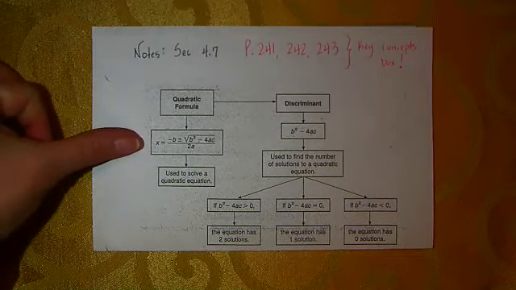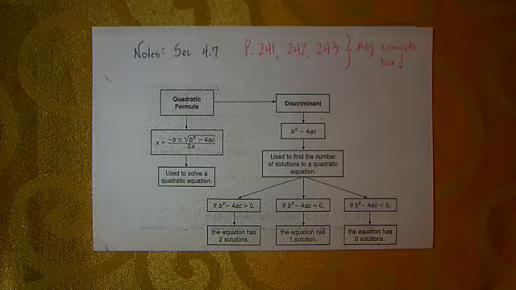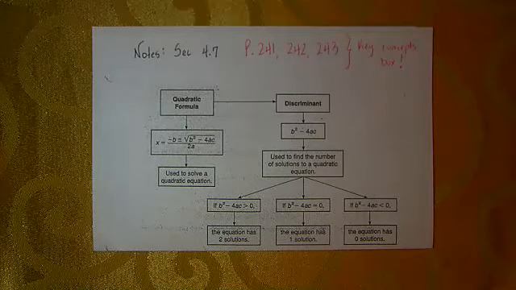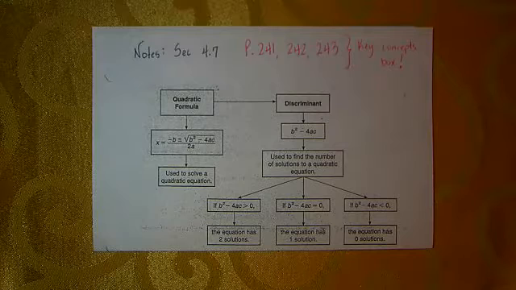The quadratic formula is x equals the opposite of b plus or minus the square root of b squared minus 4ac, all divided by 2a. We can use the quadratic formula to solve a quadratic equation. Previously we have learned how to find the solutions by graphing, by factoring, and by completing the square. The quadratic formula is another method you can use to find solutions to your quadratic equation.